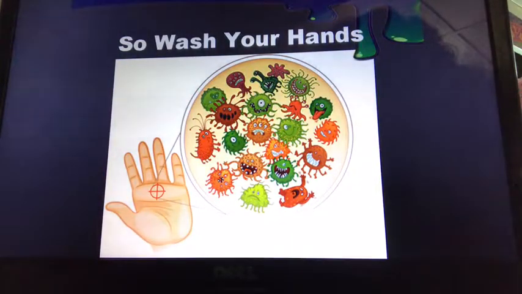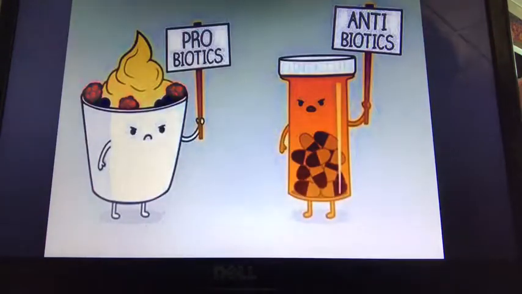So wash your hands to prevent all of these, and remember the difference between antibiotics and probiotics. And that is it.